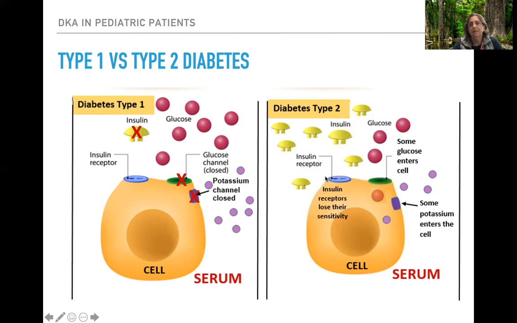With type 2 diabetes, you have lots of insulin in the extracellular space, but the insulin receptors don't work as well. So not as much glucose and potassium will move into the cell.